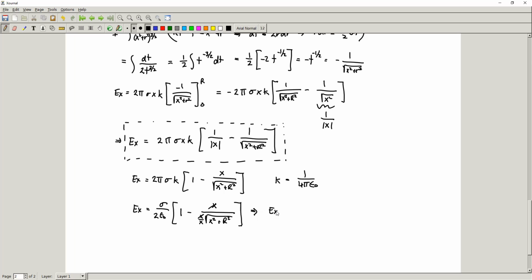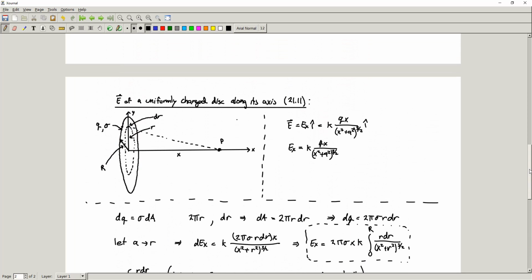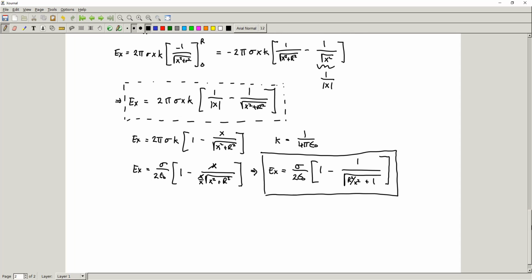Maybe I'll rewrite it fully. It's going to look like this. And it may actually look messier than it did before, but this is going to let us see the limit a lot more easily. Okay, so let's use this as our final answer here. This is the x component of our electric field outside of our charged disk, and we could write this in vector form just by hitting it with an i hat in front of it, but we don't really need to for right now.